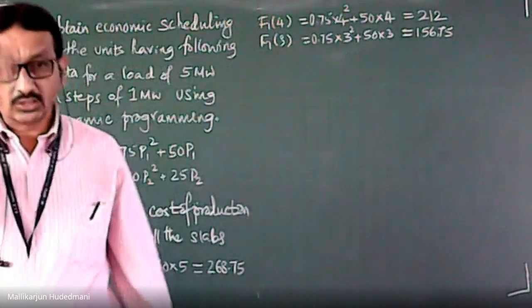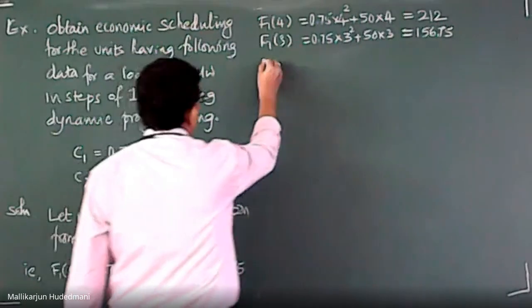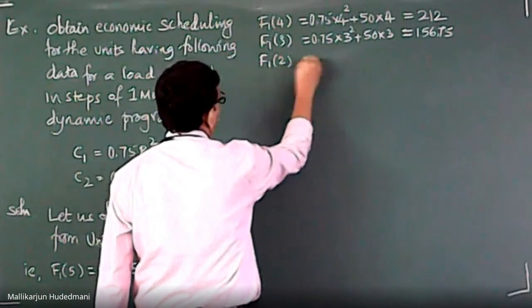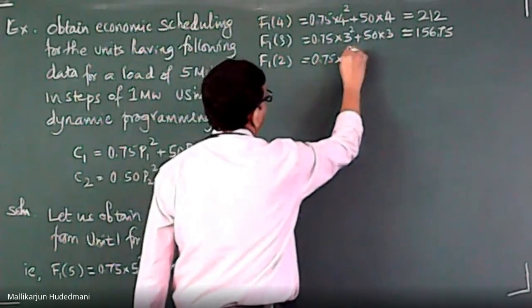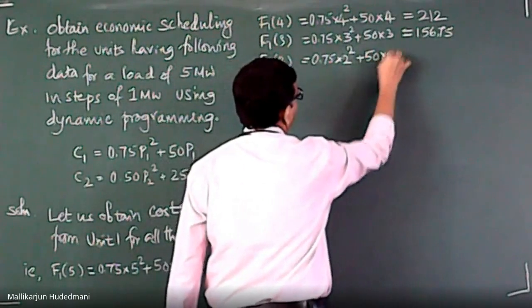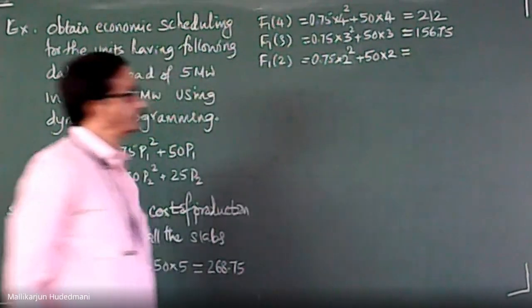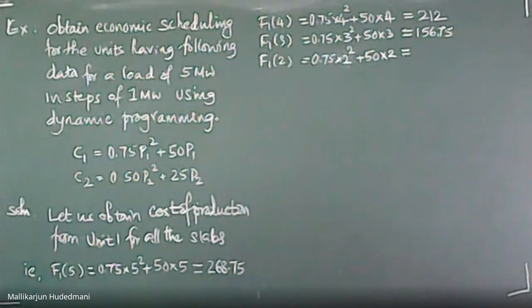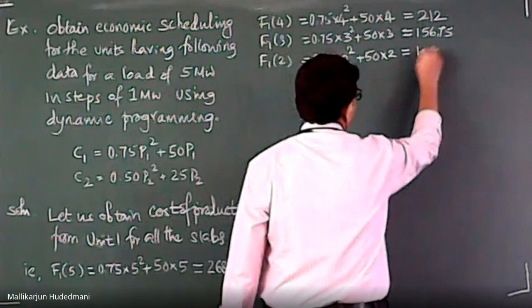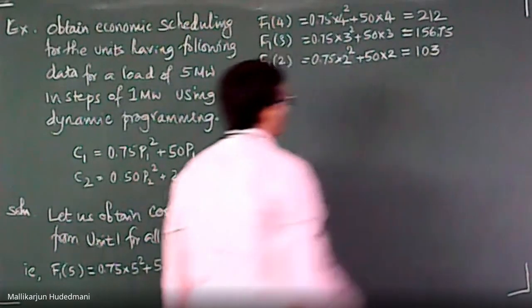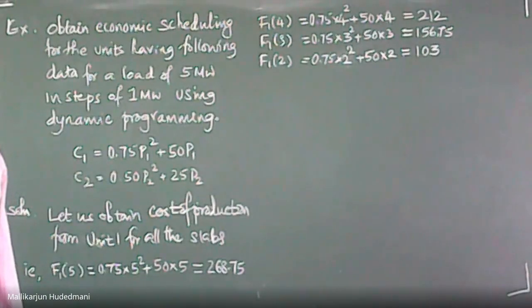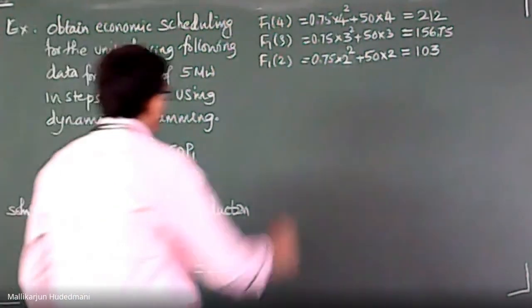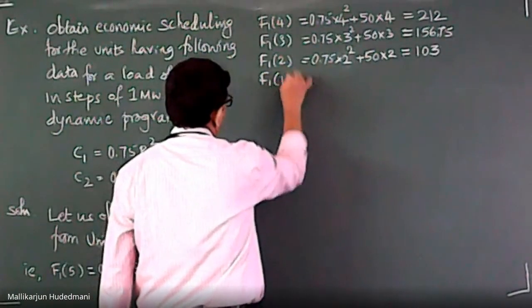Now we have a workflow. I will go down to the production cost from machine 1 for 2 megawatt. This is 0.75 into 2 square plus 50 into 2. I work it out, and it will be a value of 103. You can cross-check. Whatever is the standard equation we have, I am substituting the relevant content and evaluating it. Then similarly, F1 for 1 megawatt.